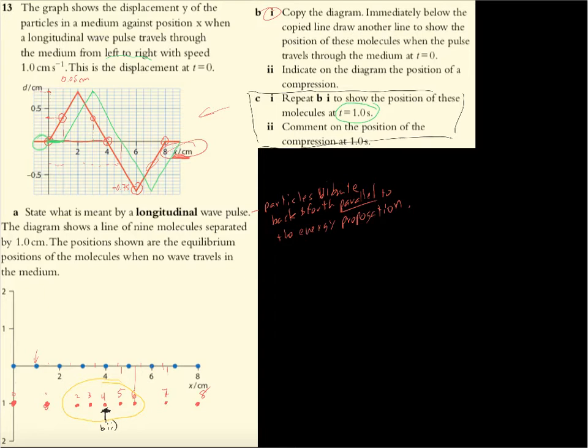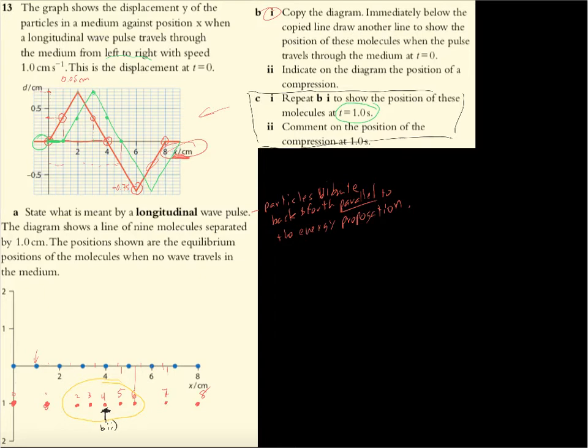If you need to go point by point and move each one over 1 centimeter, that's fine, right? Move this guy over 1, move this guy over 1, move this guy over 1. You can do that, and you can move each particle over 1 and then connect the dots afterwards, all right? So we've drawn what the pulse looks like. Now they want us to do the same thing that we just did in B I. In fact, they said repeat B I to show the position. All right. So let's go ahead and do that.